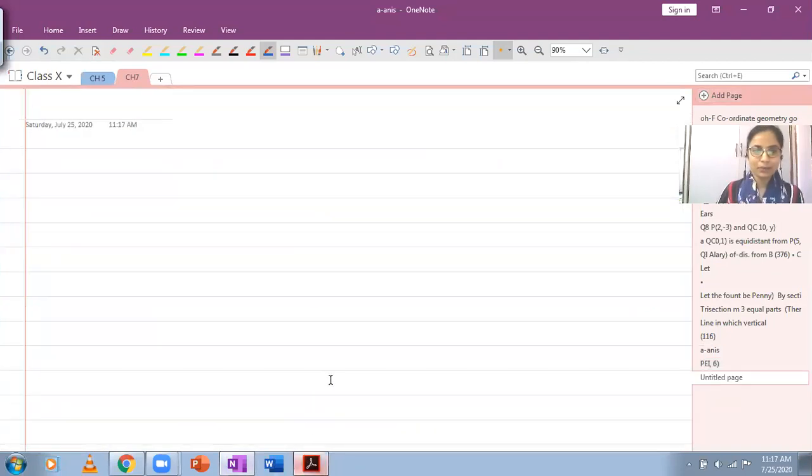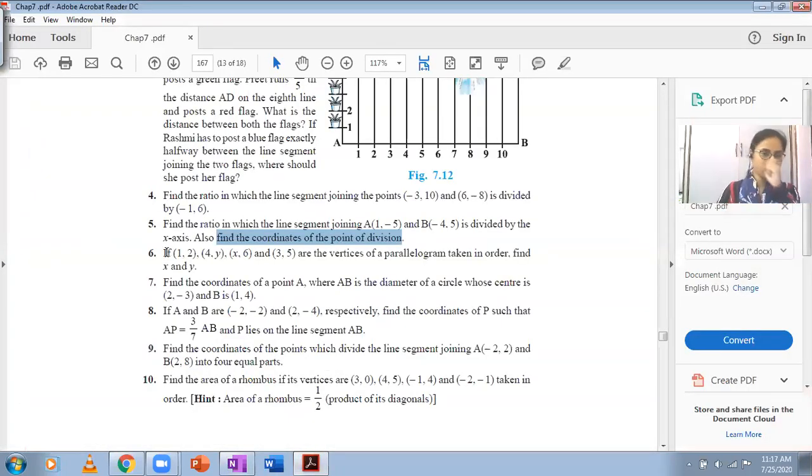Then we have question number 6 now. These are the vertices of a parallelogram taken in order. Let's just give them names. So we have this as A, 1, 2, B, C, and D. That would mean the parallelogram is ABCD. This is the name of the parallelogram. Parallelogram is ABCD, and you have to find out X and Y. So which property can you apply here to find out the values of Y and X?